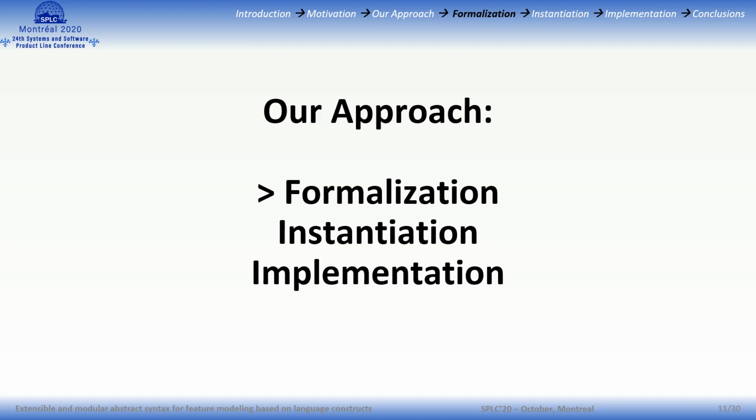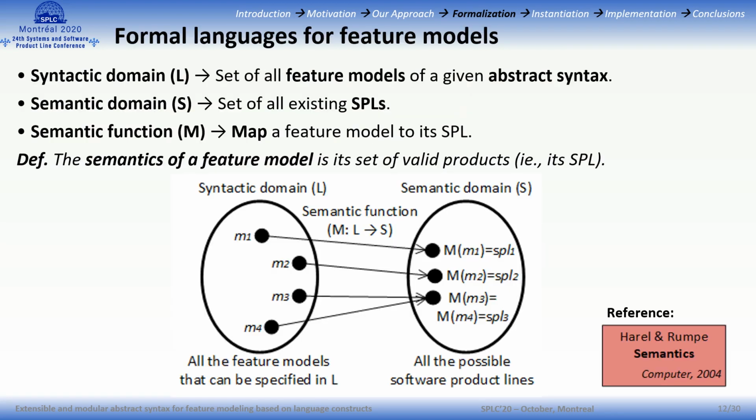Any modeling language consists of three elements: a syntactic domain, a semantic domain, and a semantic function. In feature modeling, the syntactic domain corresponds with the set of all feature models that can be specified with a given abstract syntax that we will see in the next slide. The semantics of a feature model is its set of valid products, or software product line, and thus the semantic domain is the set of all existing software product lines. The semantic function maps a feature model with its software product line.